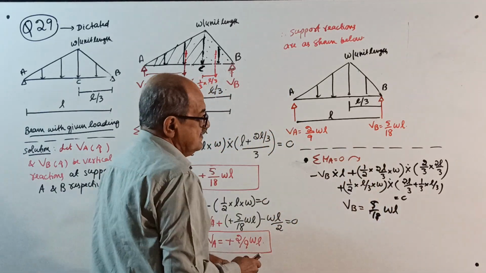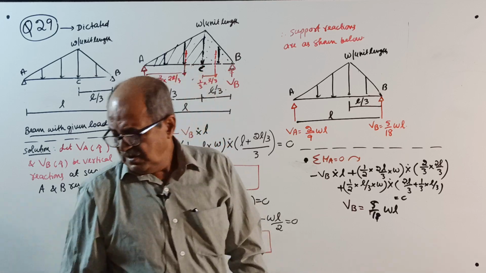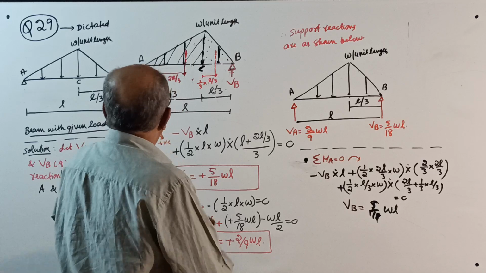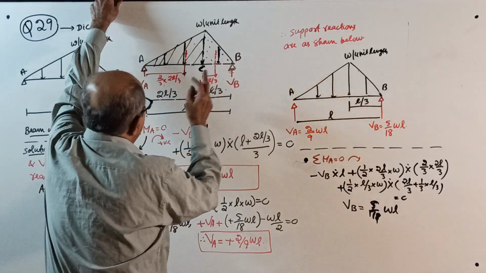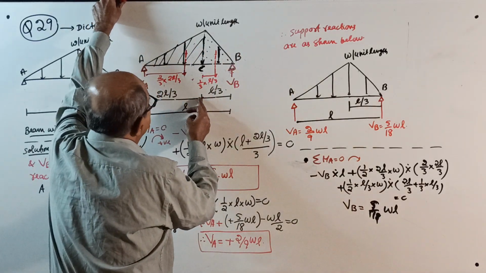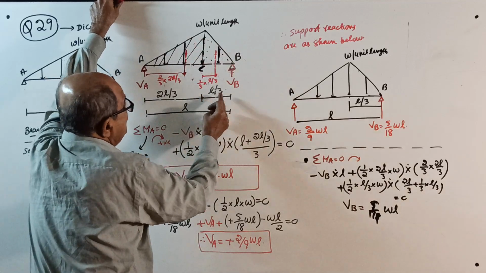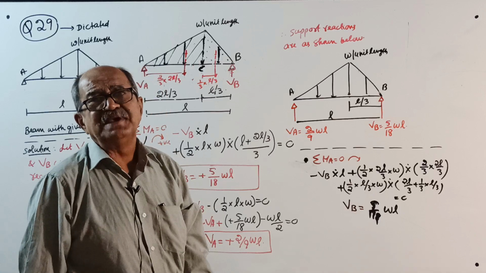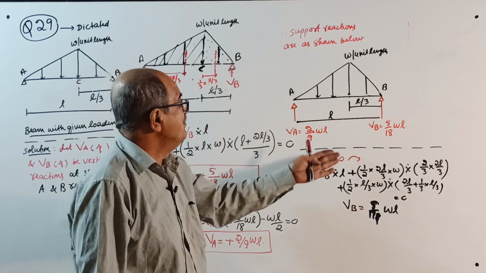Same answer. Sigma V equal to 0, actually you can take the full triangle. Suppose you take it partially, VA plus VB equals half into 2L by 3 into W, plus half into L by 3 into W, which is half into W into 2L by 3 plus L by 3, that is L only. So it will come the same way.